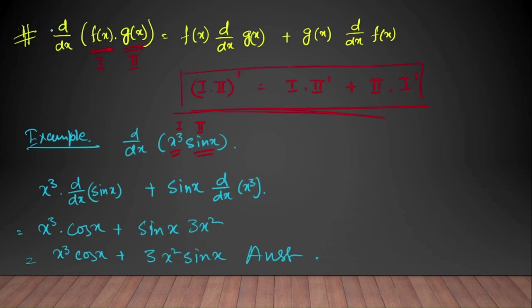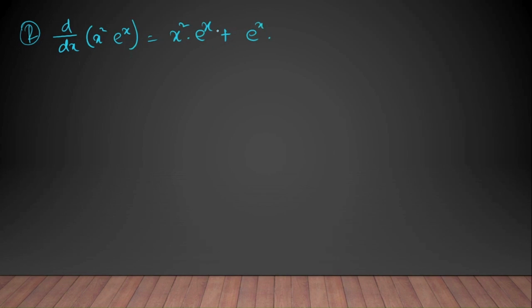This will be example number 1 and this will be example number 2. Let's see d/dx of x^2 e^x. That is x^2 and the derivative of e^x, which is as usual e^x, and then we take the constant e^x and the derivative of x^2, that is 2x. This is the answer: x^2 e^x plus 2x e^x.